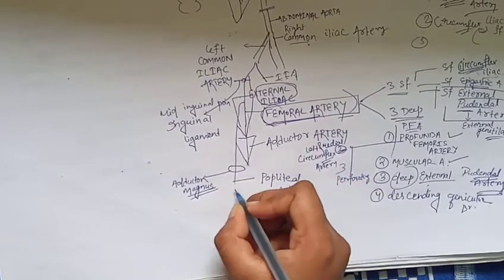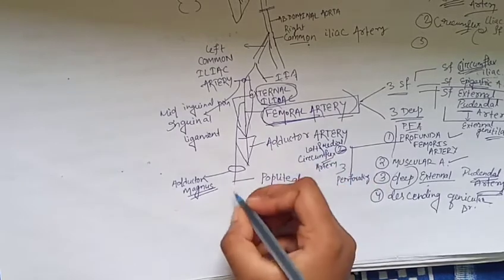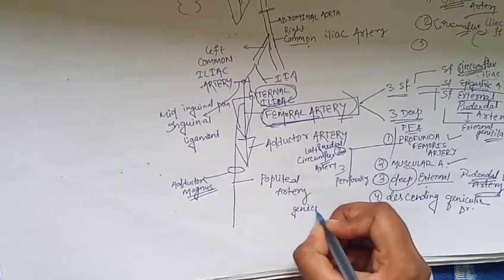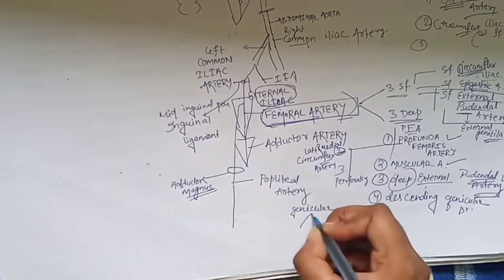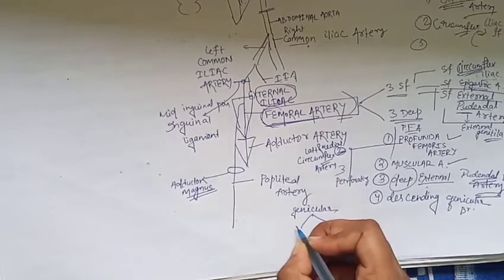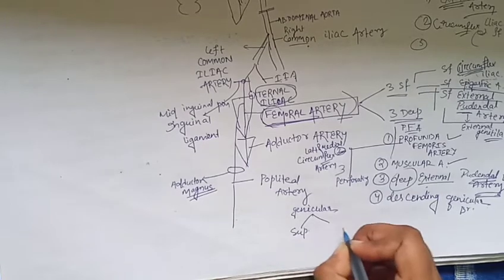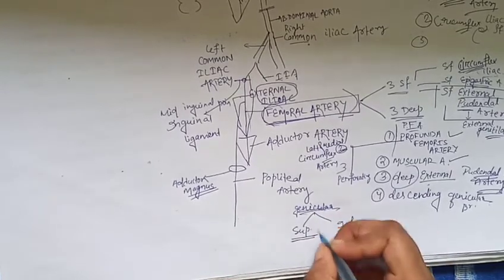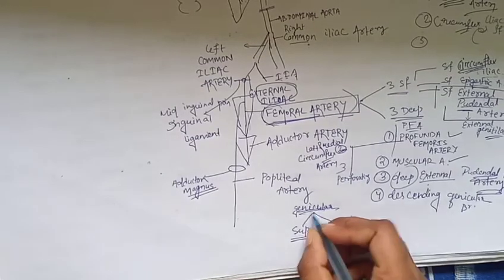The popliteal artery is so much easier. Why? Because you only remember one thing, that is genicular. If you remember genicular, then remember it is divided by 2. One is superior, another is inferior. So the genicular term is under the superior genicular and inferior genicular.